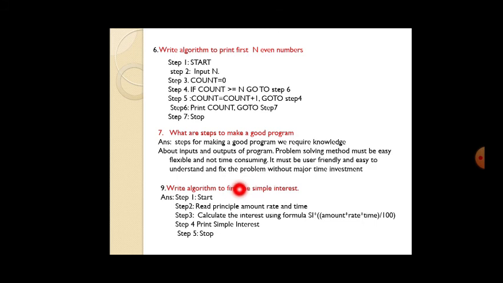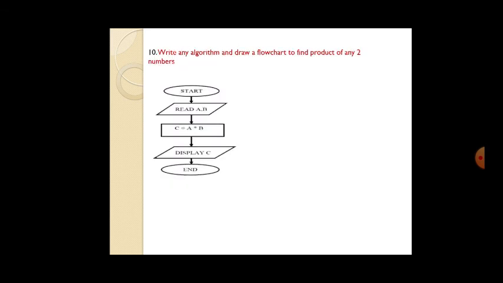Write the algorithm to find the simple interest. Start, input principal amount, rate and time. Calculate the interest using the formula SI equals amount star rate star time by 100. Then you're going to print simple interest, and you're going to stop.